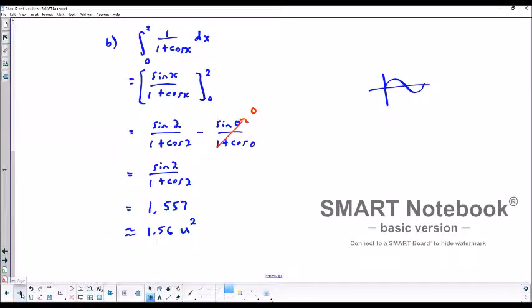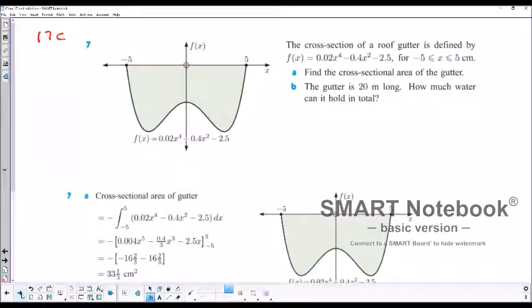And we move along now to section 17C. We'll look at question 7. This is a cross-section of a roof gutter, so an eaves trough, and it is in this shape. Love how they come up with these functions for these questions, making them real world problems. And so the function is 0.024, and so on, and from -5 to 5.